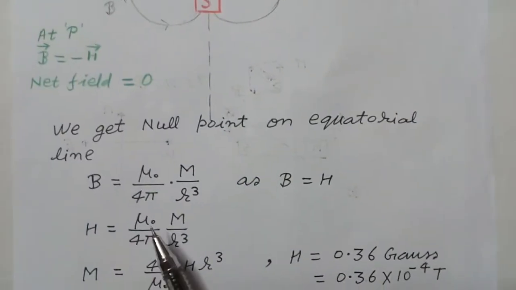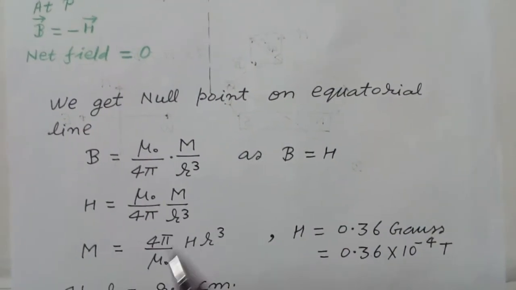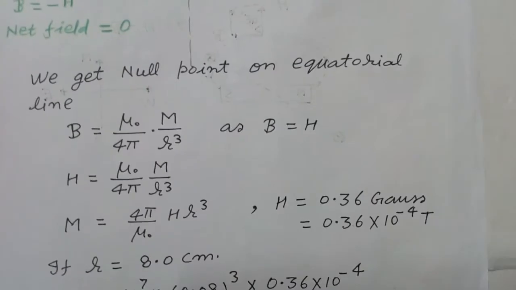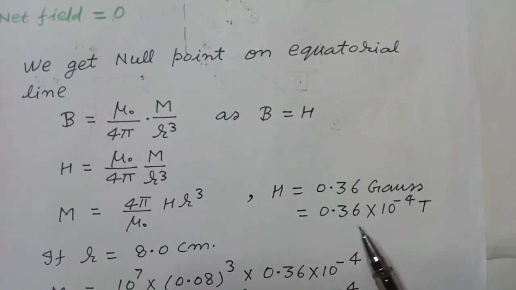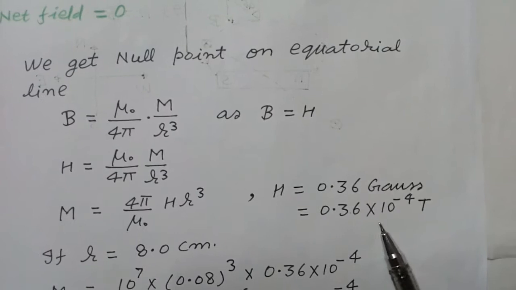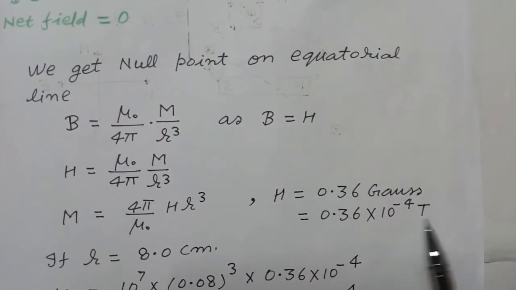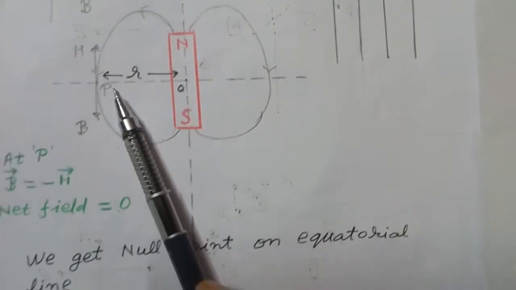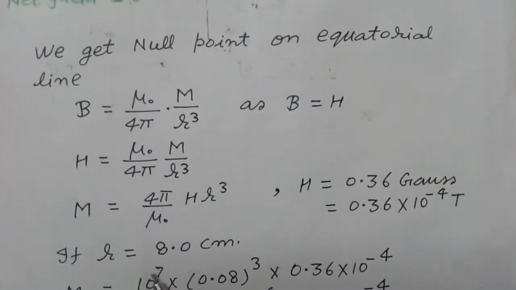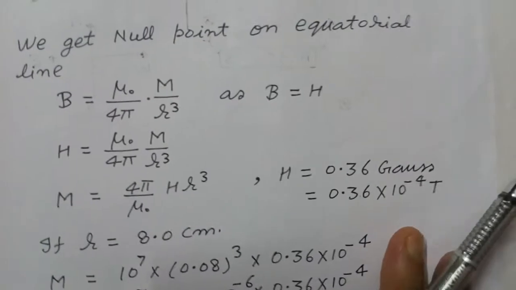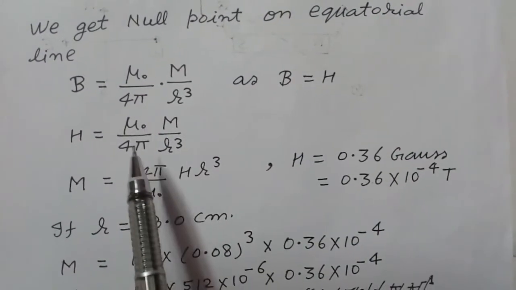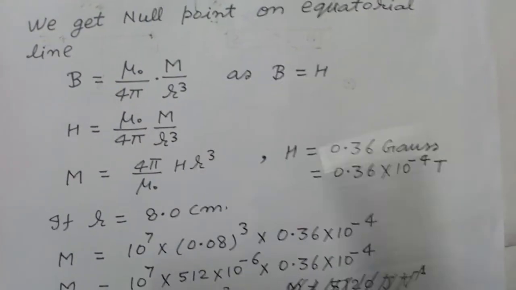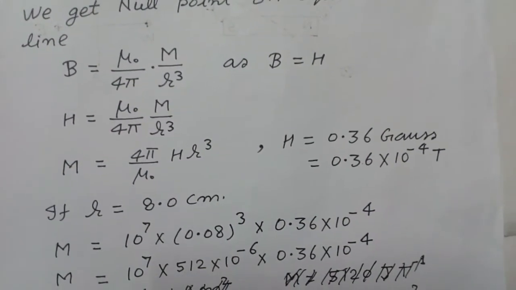So M is equal to 4 pi upon mu naught into H r cube. Now suppose H is equal to 0.36 Gauss, which is equal to 0.36 into 10 to the power minus 4 Tesla, and we get null point at a distance of suppose 8 centimeter. So this 8 centimeter is equal to 0.08 meter, and value of mu naught upon 4 pi is 10 to the power minus 7. So 4 pi upon mu naught is equal to 10 to the power 7.